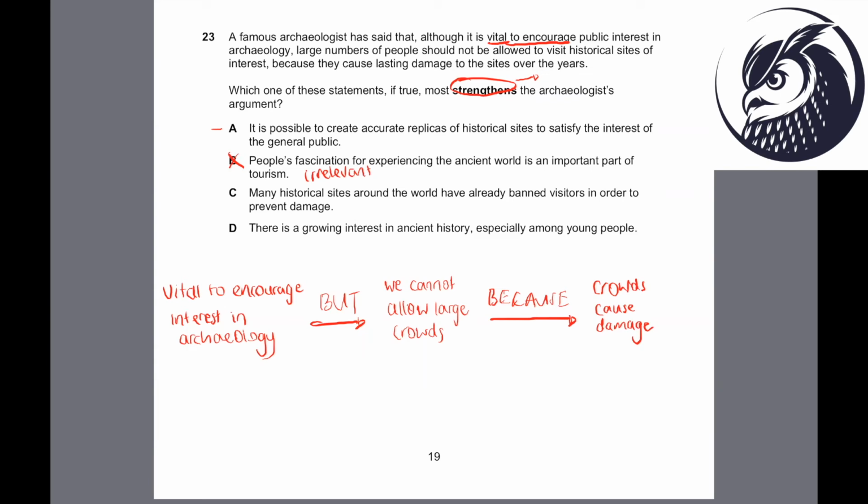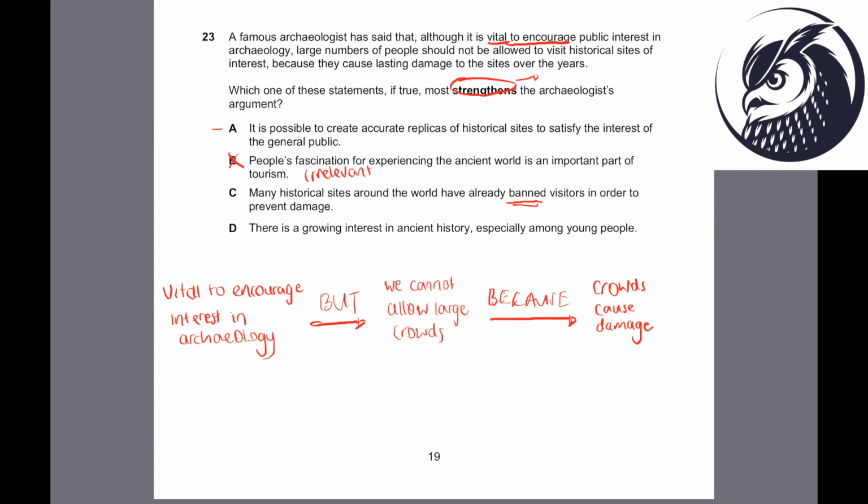And now option C says, many historical sites around the world have already banned visitors in order to prevent damage. And just want to draw your attention to the word banned, guys. So the archaeologist has said we can't have large crowds. It didn't say we have to ban visitors. So although this option might seem like a really good answer because it's saying, yeah, we can't have large crowds, the archaeologist said we can't have large crowds, and option C is saying, wait a second, not even large crowds. Let's just ban visitors altogether.